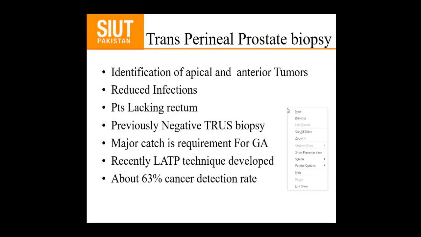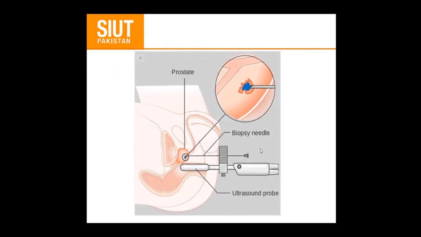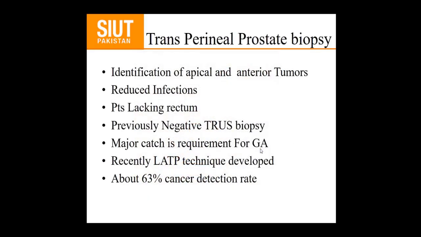Now the new technique, the transperineal route, is being used in many centers around the globe for the identification of apical and anterior region tumors. As we previously described, the apex of the prostate is made up of the peripheral zone, and the peripheral zone cannot be biopsied well under the transrectal route.